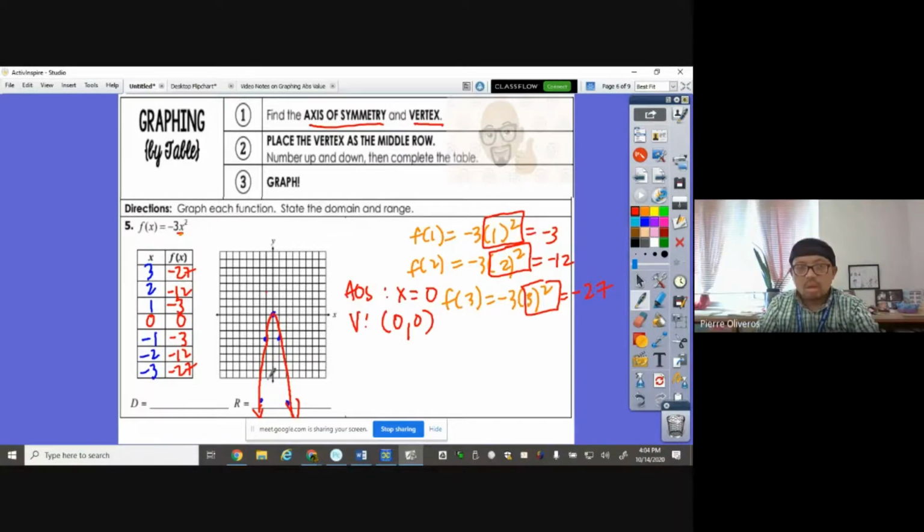That's good. Okay. And your axis of symmetry, boom, boom. And we know that this is the, what do you call this? Maximum value.